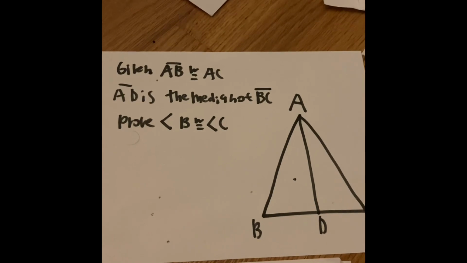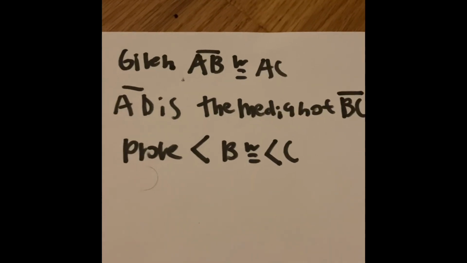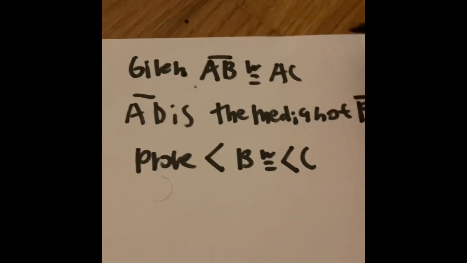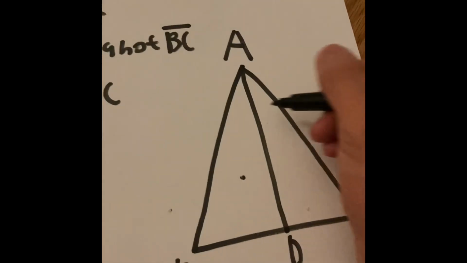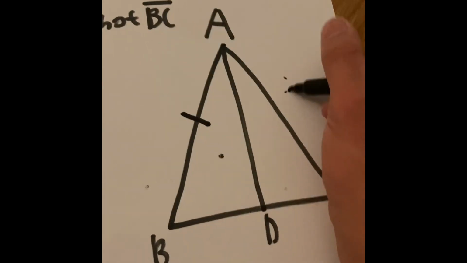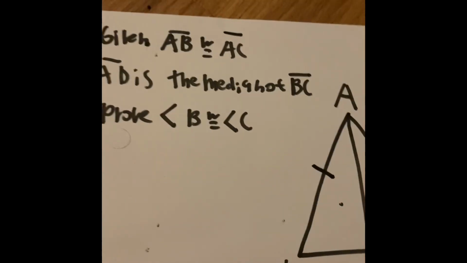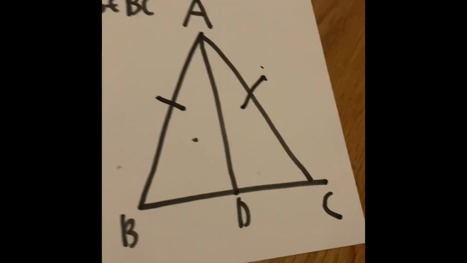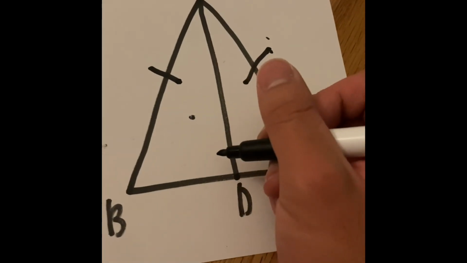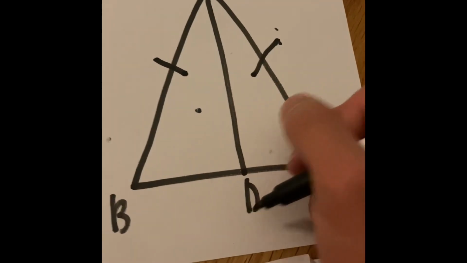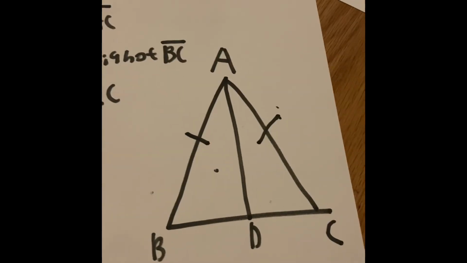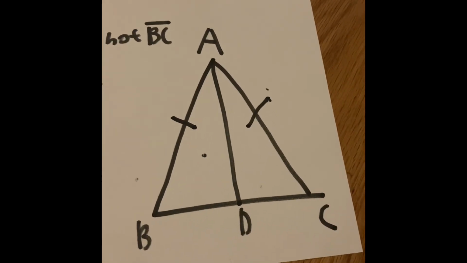So now, let's look at our proof. Okay, so here's our proof. Given segment AB is congruent to segment AC. So AB is congruent to AC. AD is the median of BC. So when there's a median, that is right here. And we have to prove that angle B and angle C are congruent with each other.